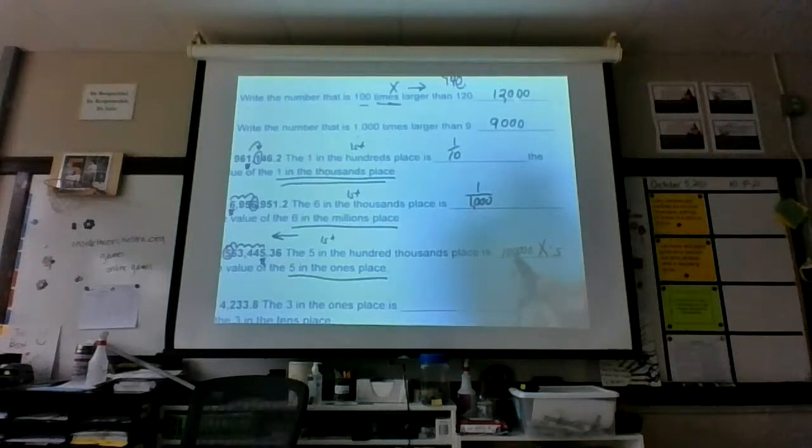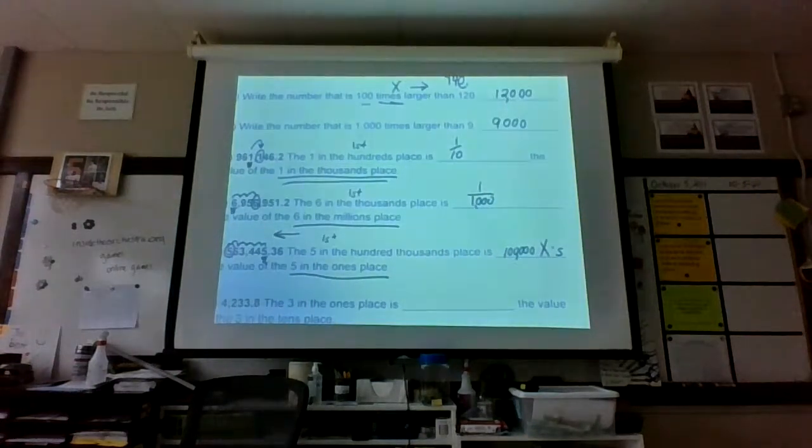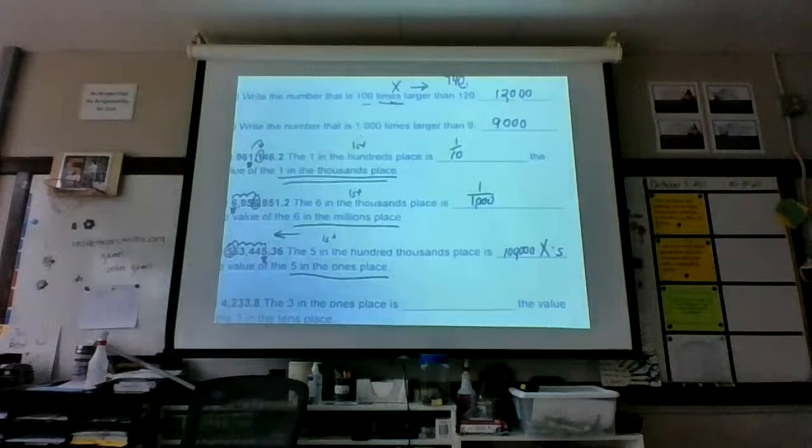So we had that dot. So 100,000 times larger. Yes. Can you do a dot instead of an X? Yeah. Let's just use X's right now. Dot does mean multiply, but let's just use X's in my room.